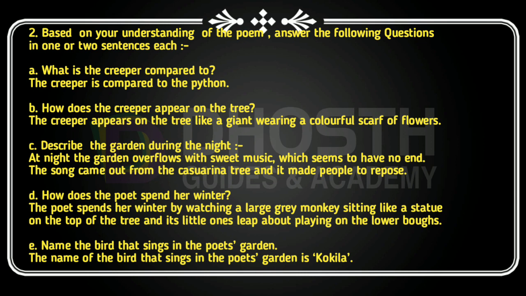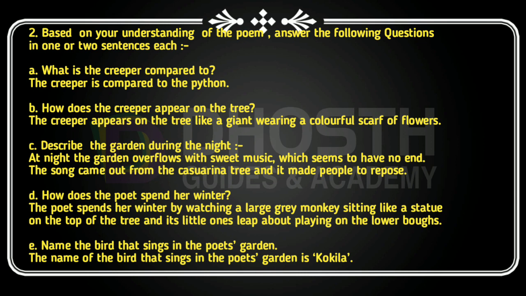The creeper is compared to the python. How does the creeper appear on the tree? The creeper appears on the tree like a giant wearing a colorful scarf of flowers. Describe the garden during the night. At night, the garden overflows with sweet music which seems to have no end. The song came out from the casuarina tree and it made people repose.